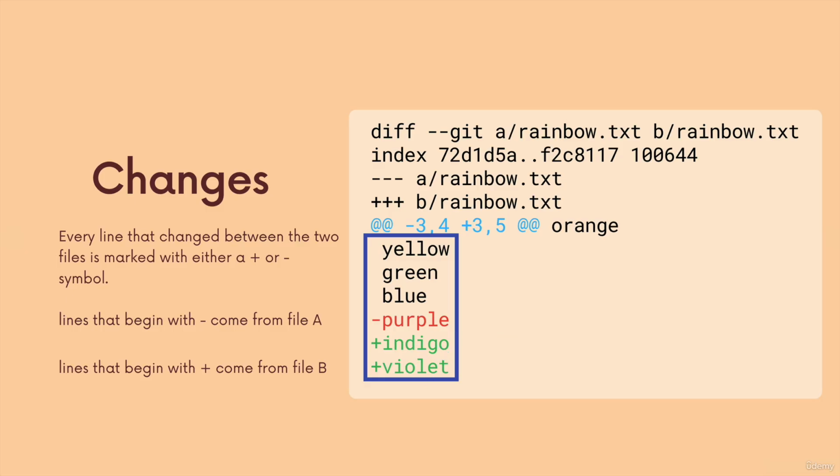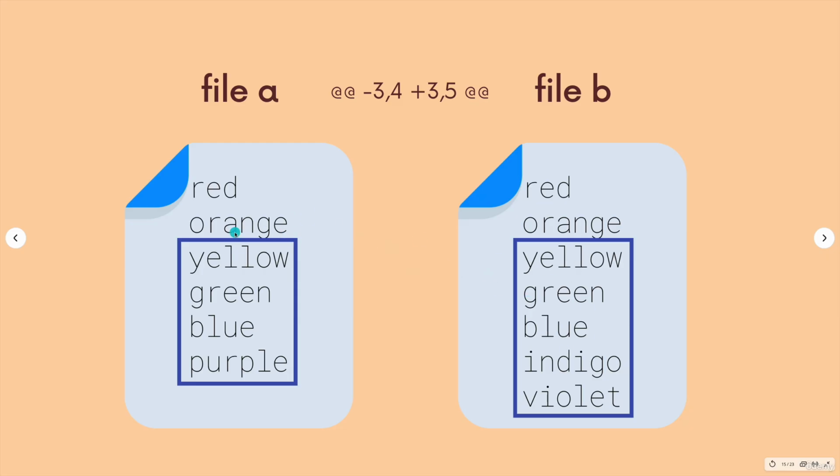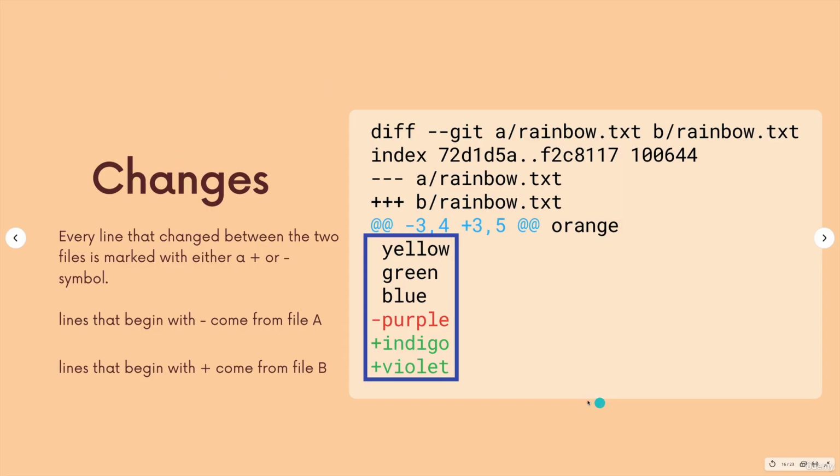Usually Git picks A and B for us in such a way that you can think of file A as like the old stuff and file B as the new stuff, but it doesn't always work out that way. So this tells us, as we already know, that yellow, green, and blue are in both files. Nothing changed there, right? Red, orange are both in there too. They're just not part of this chunk because it just picks a small little bit of context around a change, and the change happened right there. Purple turned to indigo and violet. So indigo and violet are new, purple, gone.